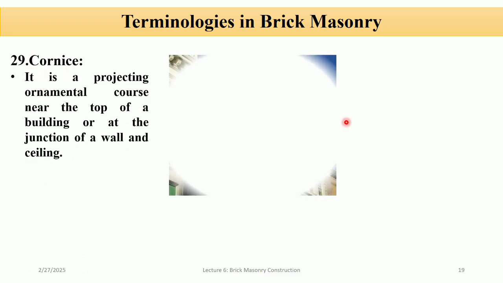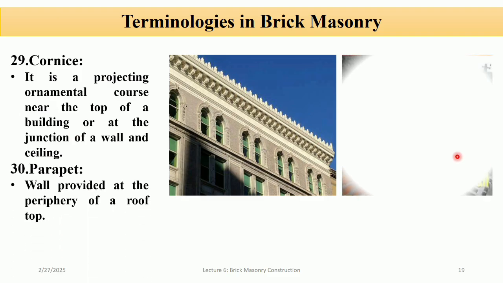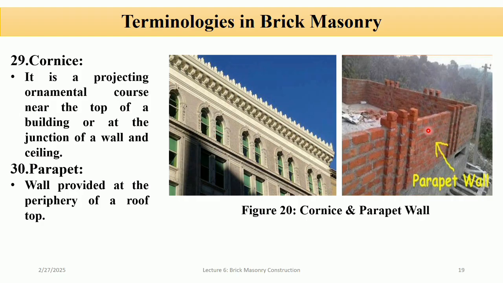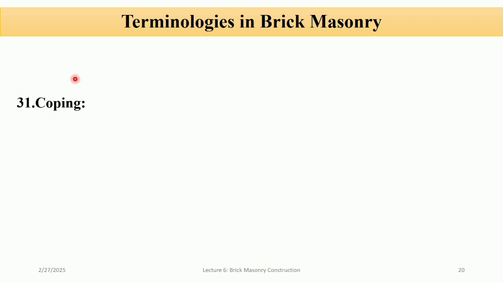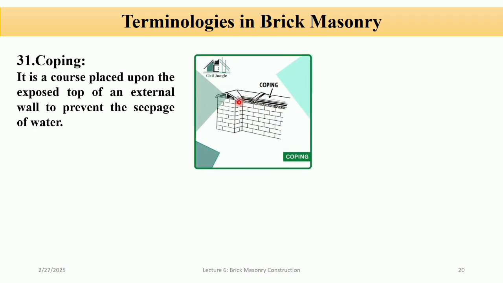Cornice. It is a projecting ornamental feature which we provide at the top of a building or at the junction of wall and ceiling. You can see this is the cornice which we provide at the top of the building. Parapet. The wall which we provide at the rooftop is known as a parapet wall. Coping. It is a course placed upon the exposed top of an external wall. We provide the coping to prevent the seepage of water.